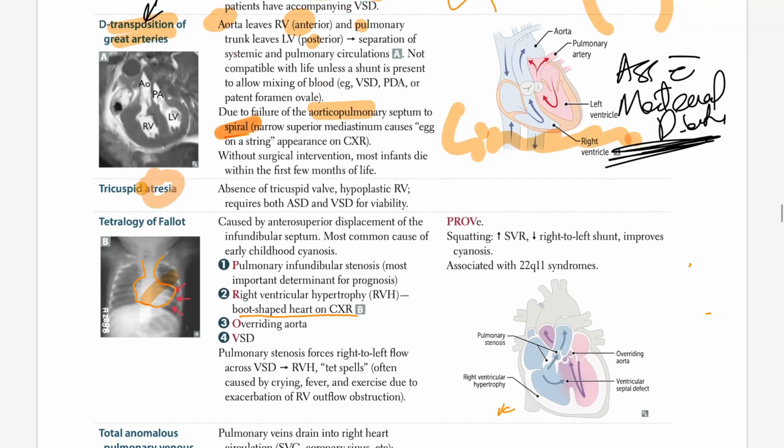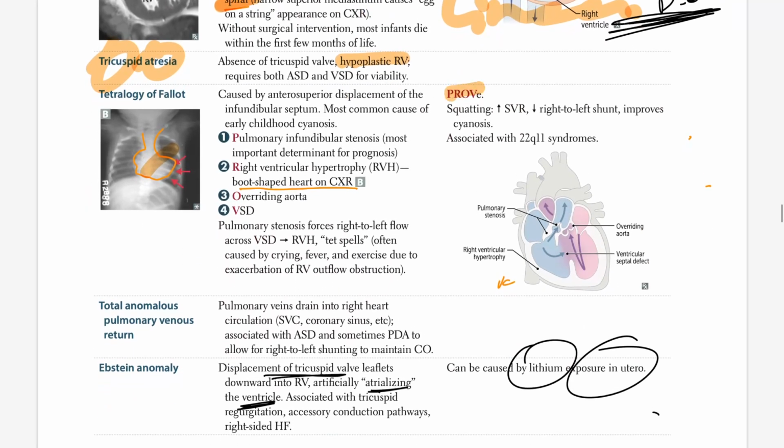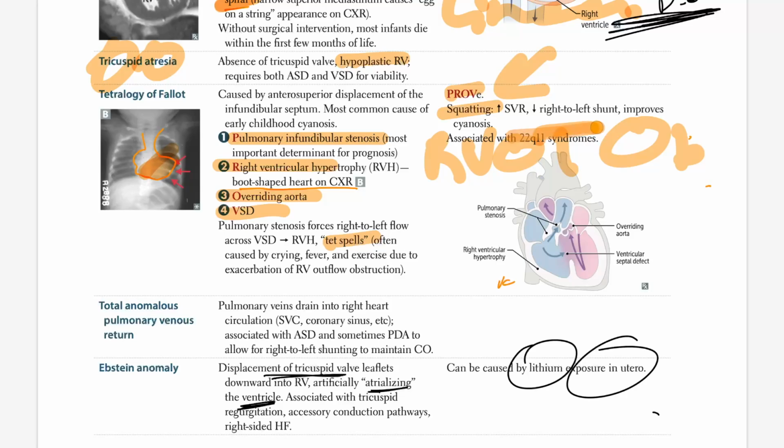Tricuspid atresia. The tricuspid has been atretic. You will have a hypoplastic right ventricle. Tetralogy of Fallot, the mnemonic PROVE. Pulmonary infundibular stenosis, which is also known as right ventricular outflow tract obstruction. You have right ventricular hypertrophy, which will give you a boot-shaped heart, and you have an overriding aorta and VSD. Tet spells, squatting will fix the tet spell, mnemonic PROVE, associated with DiGeorge syndrome.